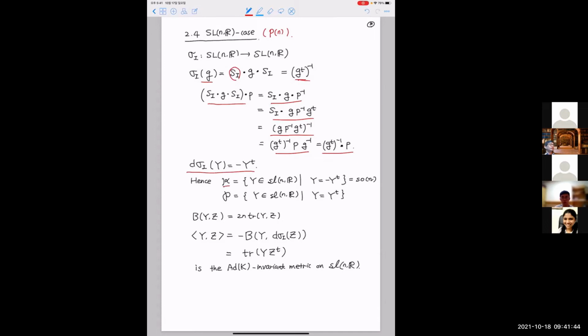The plus eigenspace is k, this one, corresponding to so(n), the Lie algebra of SO(n), and p is this one, because this is the minus eigenspace. You can also compute the Killing form. So the Killing form is this one, and you can also define the Ad(K)-invariant metric on the Lie algebra of SL(n,R). Okay, this is what happens in SL(n,R).